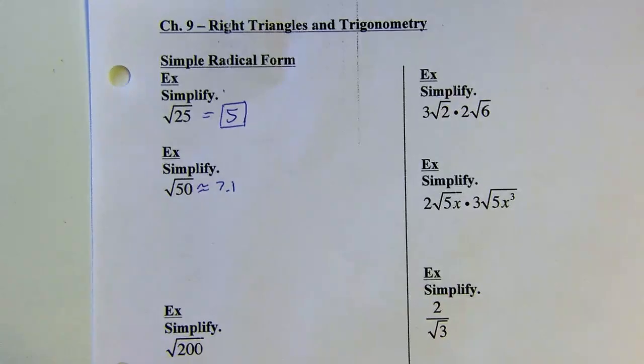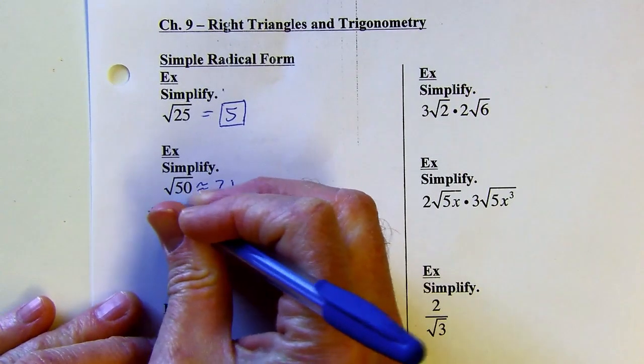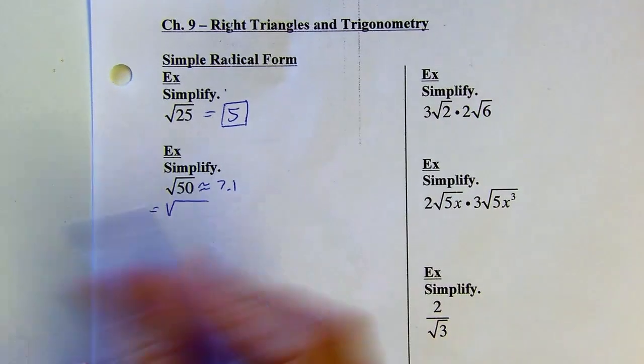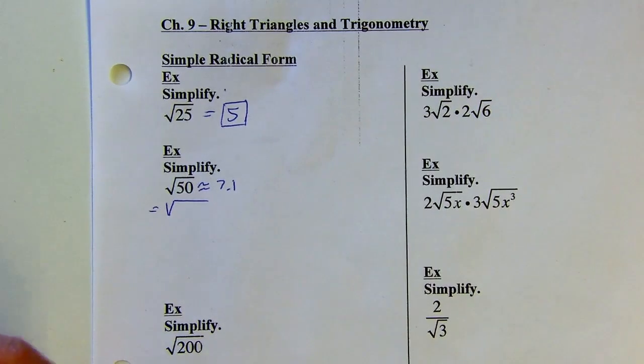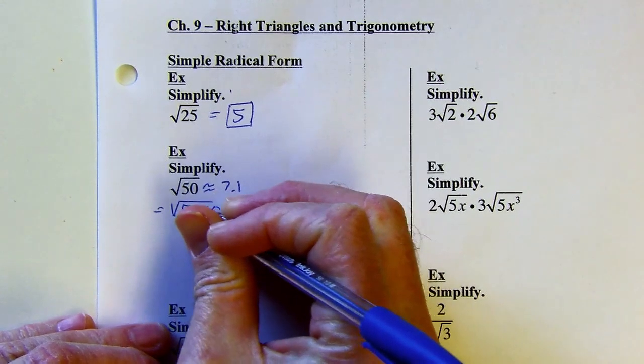So, simple radical form. The way I like to do it is think of a multiplication problem where the answer is 50. Now, I don't want to use the number 1. I don't want to use 1 times 50. But I've got a couple different options. I could do 2 times 25, or I could do 5 times 10. It doesn't matter which one you pick. I'll pick 5 times 10, okay?